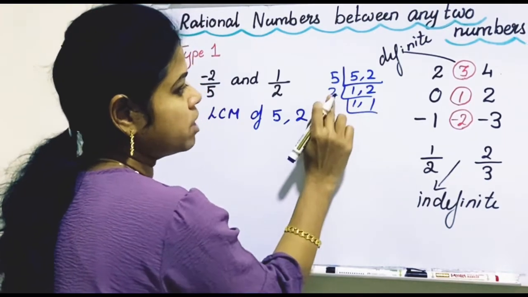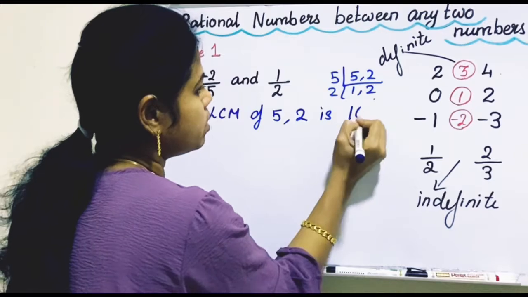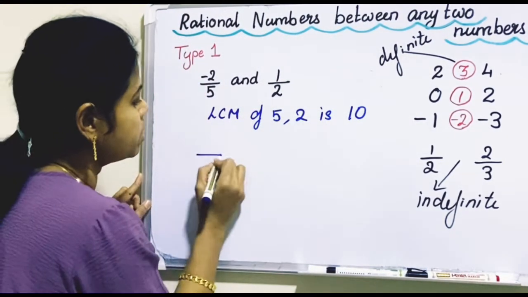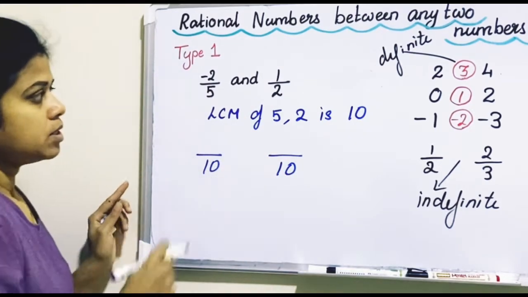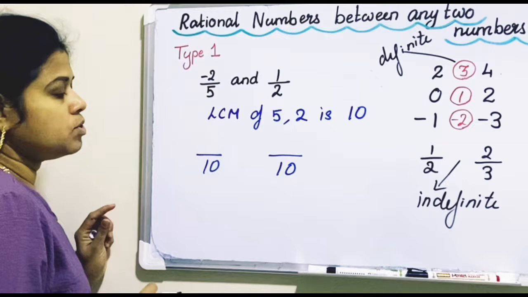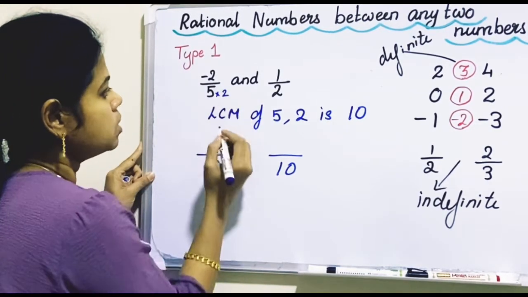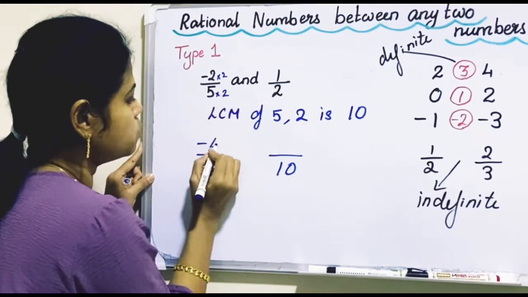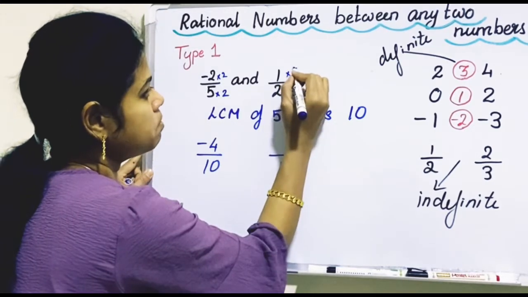So 5 multiplied by 2, it's 10. So the LCM is 10. So we have to make the denominator of these two fractions 10. Now find out, 5 multiplied by what gives you 10? It's 2. So the numerator you have to multiply by the same number. So 2 multiplied by 2 is 4. And here 2 multiplied by 5 is 10. So 1 multiplied by 5 is 5.